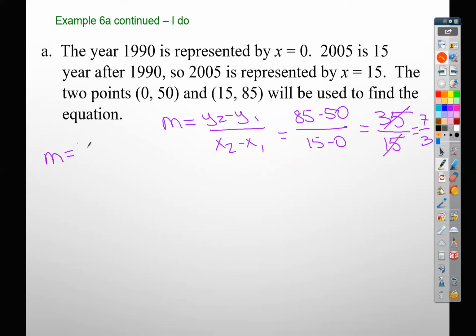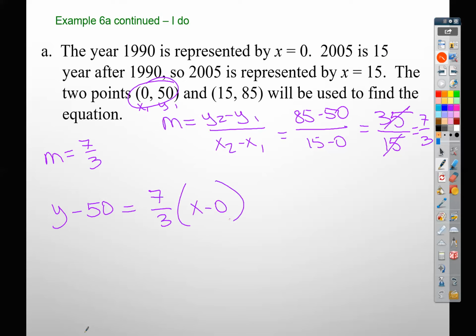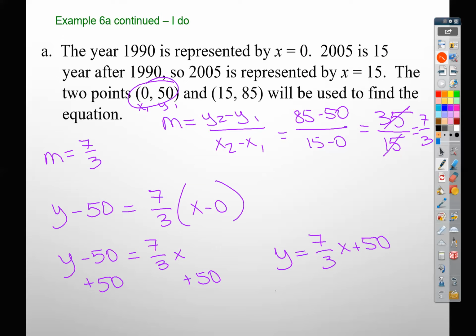Okay, so my slope is 7 over 3, and I'm going to use this as my x1 and my y1. So y minus y1 equals m times x minus x1. So I've got y minus 50 equals 7/3 x. How would I put that in slope-intercept form? I would add 50 to both sides. So I get y equals 7/3 x plus 50. That is my slope-intercept form. If they want it in function notation, it would be f of x equals 7/3 x plus 50.